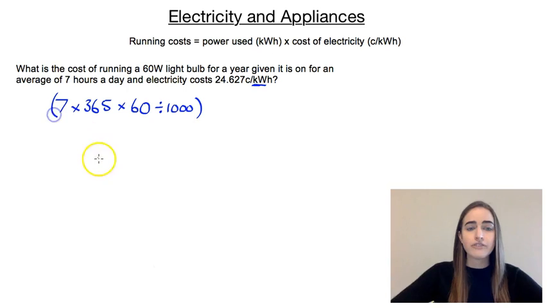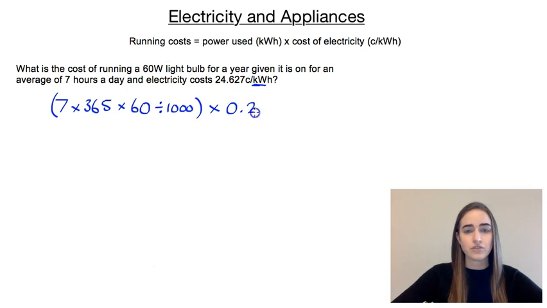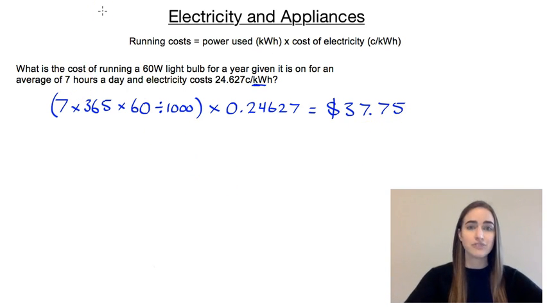Now once we've got all that figured out, that tells us how many kilowatt hours we're using. And then we're going to multiply it by our 24.627 cents. But first, let's change it into dollars. So we'd have 0.24627. And if we pop all of that in the calculator, we're going to end up with $37.75. So $37.75 to run one light bulb for 7 hours a day for a whole year.